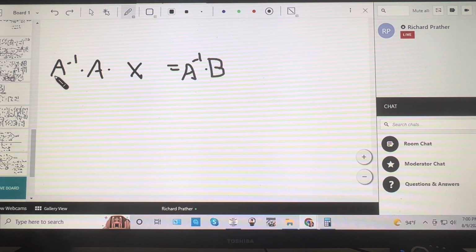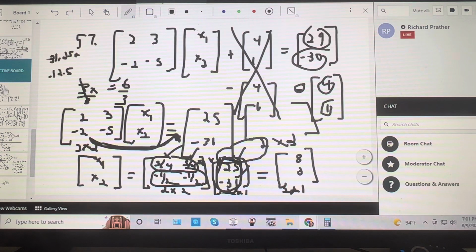You don't do it in front here and in back over there, because in matrices, multiplication order matters. Then these would cancel each other out, and X would equal the inverse times B. That's what I ended up doing on that problem. I found the inverse of this, and I placed it right in front. The inverse times this, that's what X equals.